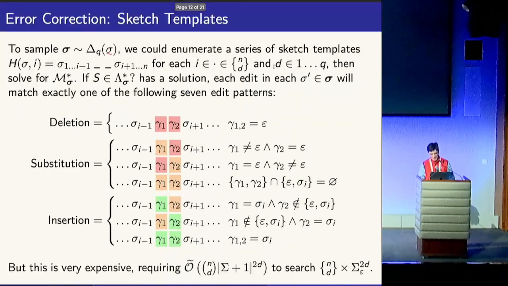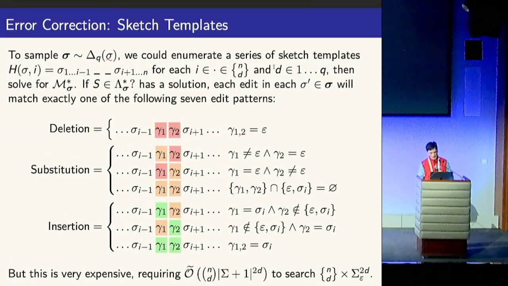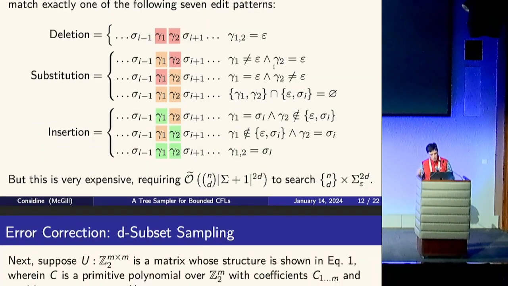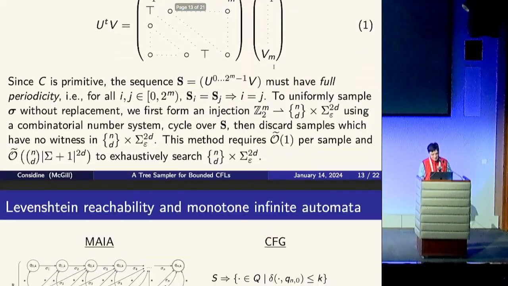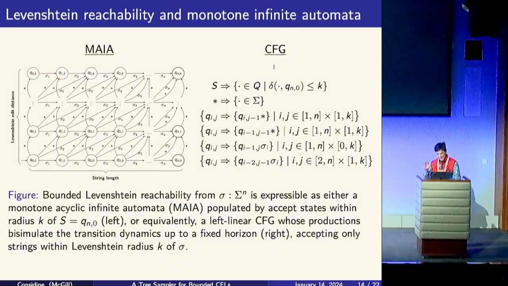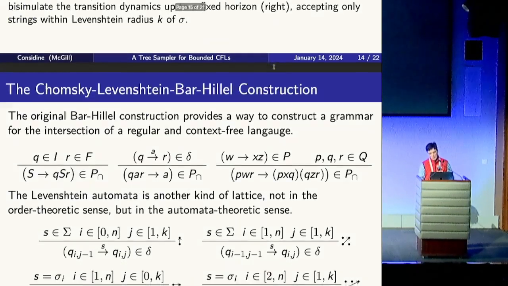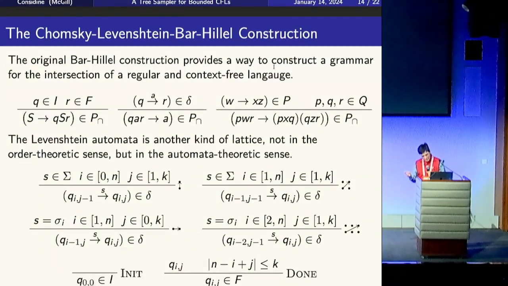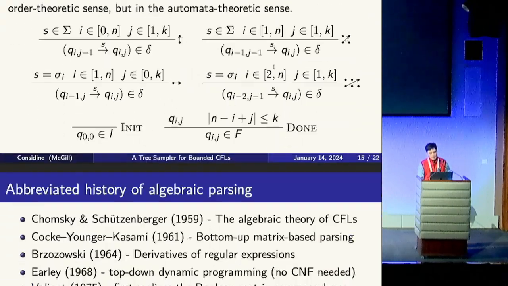There's some details here about denormalization and enumerating hole templates. Where do you put the holes? But it turns out that you don't need to sample for holes either. There's a very nice automata that describes the set of all strings that are within a certain Levenshtein distance. And you can intersect that with the grammar using this Bar-Hillel construction to get a grammar that describes everything that's within a certain distance of a broken string and syntactically valid.